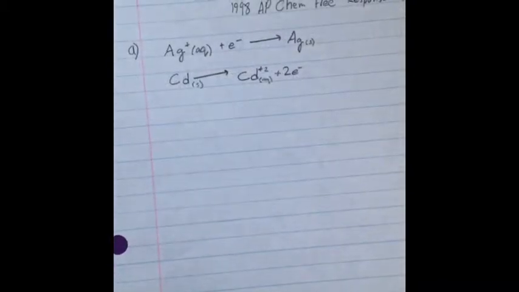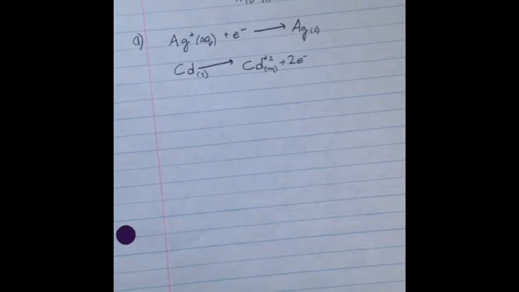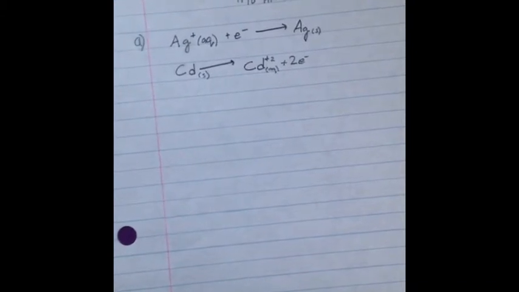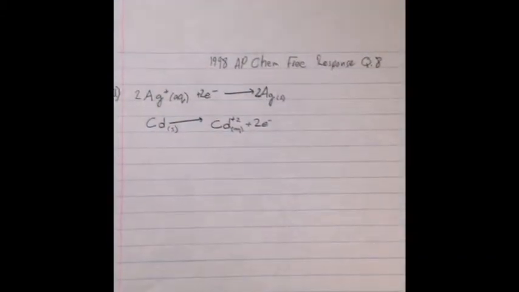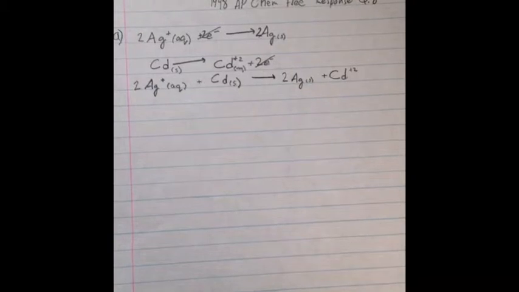Now we have to combine the two half reactions. We must balance out the electrons, so we have to go back and double Ag, and then we can combine them. Now that Ag has been doubled, we can cancel out the electrons and combine the two reactions. This is what the finished net ionic equation should look like.